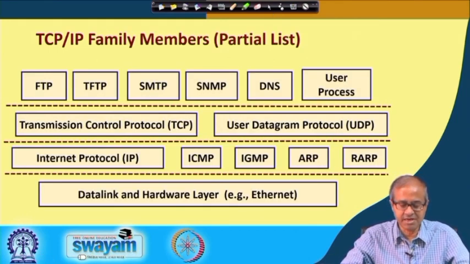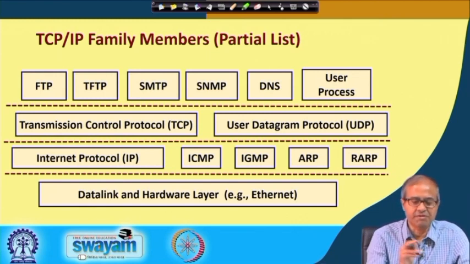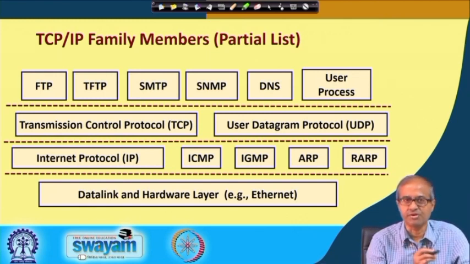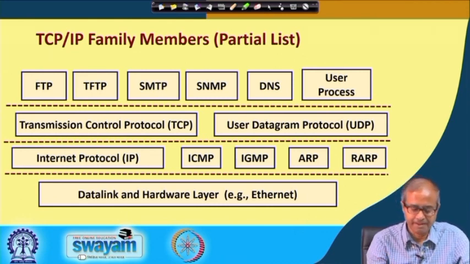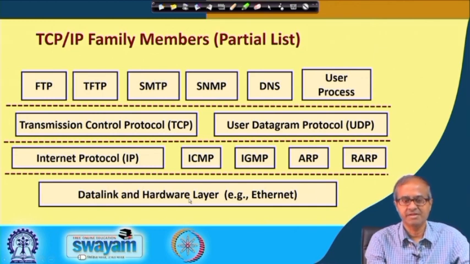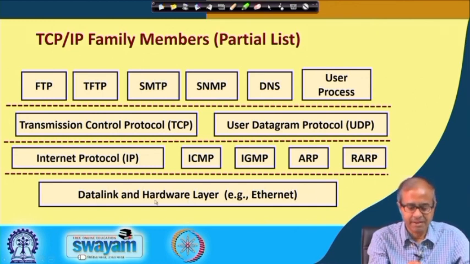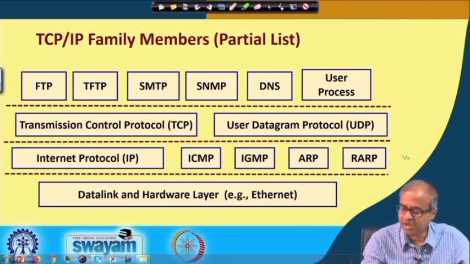Now, this is a diagram which shows some of the TCP/IP family members. There are more, in fact. The most important ones are shown here. In the lowest level, this is the data link layer. Sometimes it is called the data link and hardware layer, or physical layer, different names. If you have an Ethernet connection, you will be using an Ethernet layer here. This will be an Ethernet network card that will constitute the lowest layer. Above it you have the network layer.